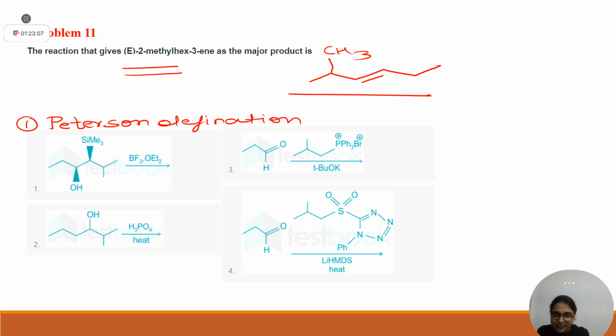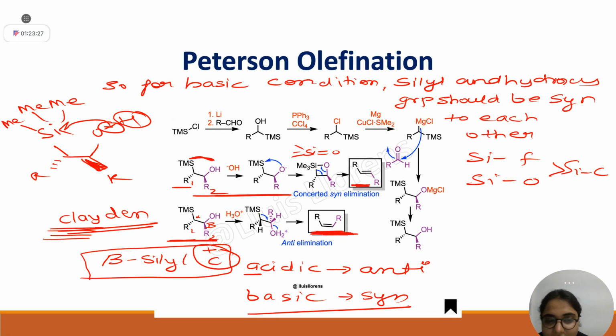In the first case, is the stereochemistry correct, as required for acidic condition? In acidic condition, they should be syn or trans. Scan this slide now. For acidic condition, your silyl group and OH group should be anti to each other. For basic condition, they should be syn. Syn means on the same side, anti means on different sides.